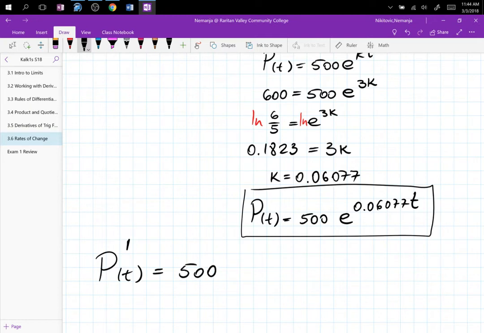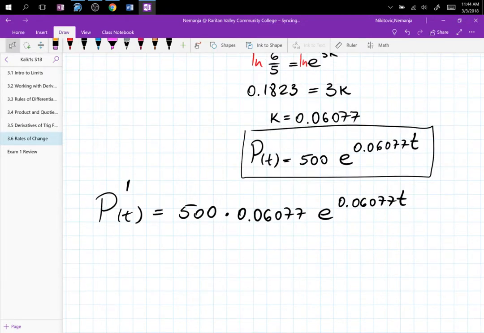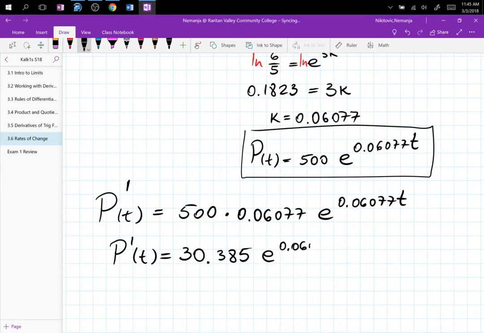The derivative is: copy the constant times drop down the exponent, and then keep everything the same. And now you have 500 times this to calculate. And we get that the derivative of the population is 30.385 e to the 0.06077t. That's the derivative.